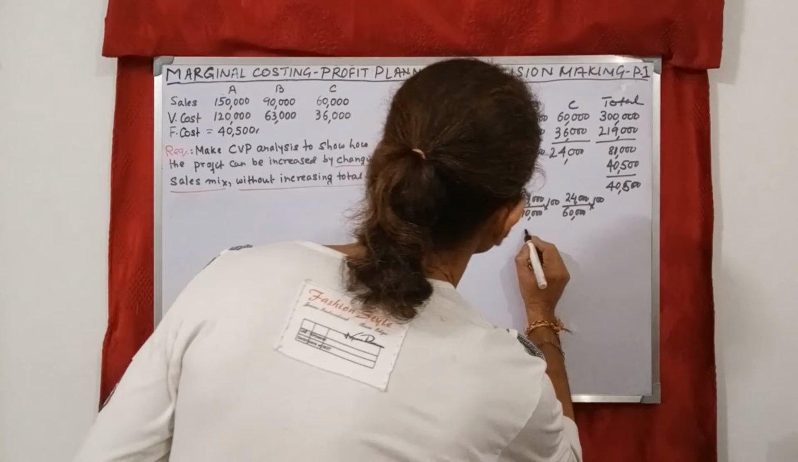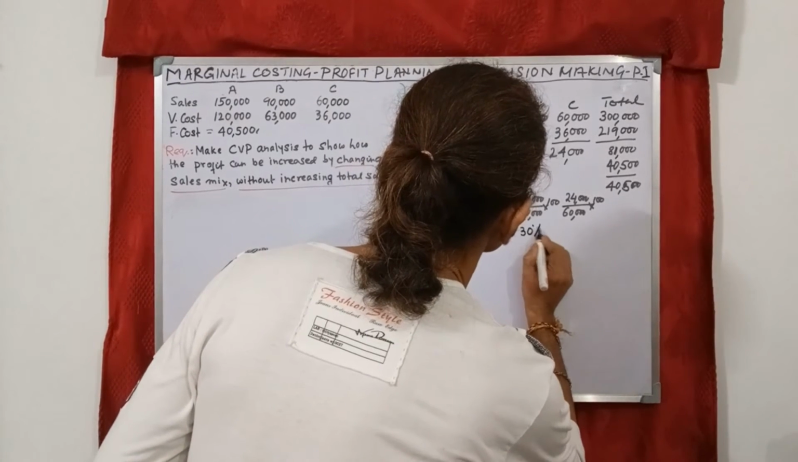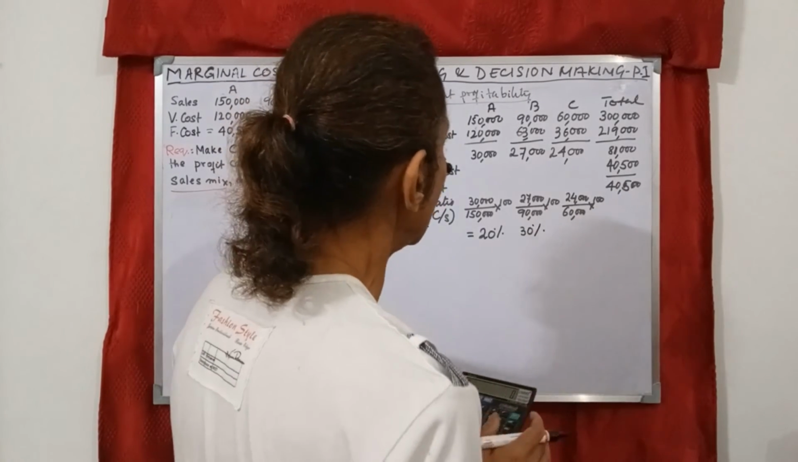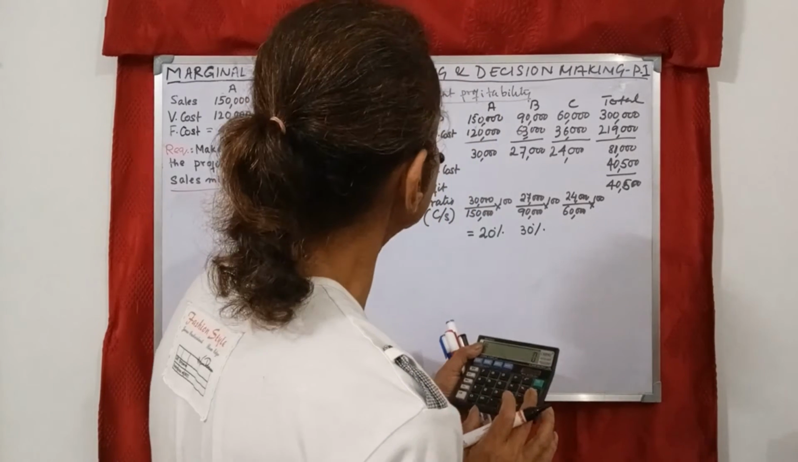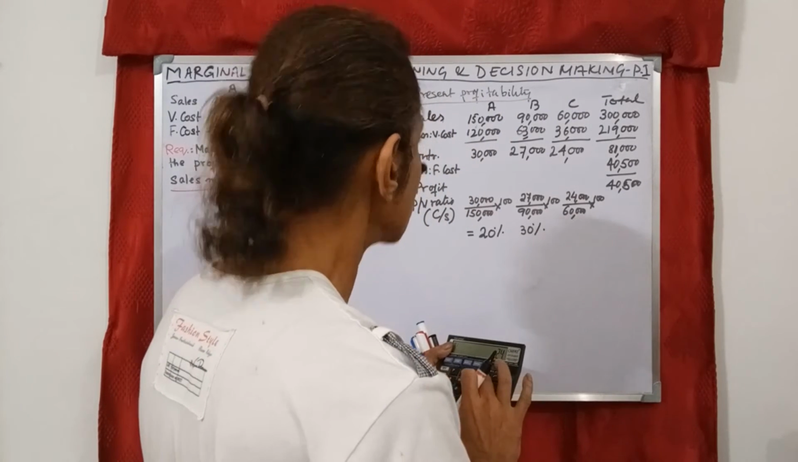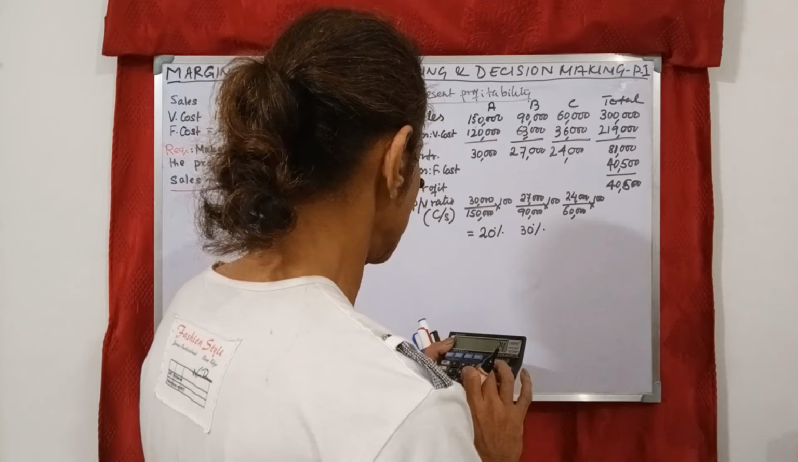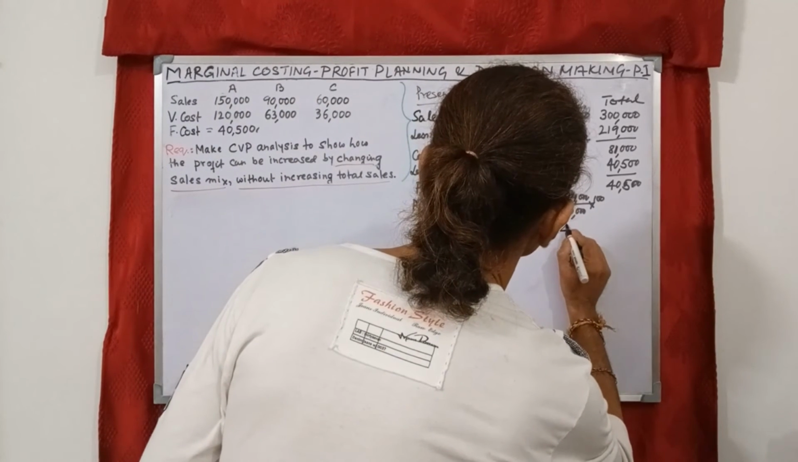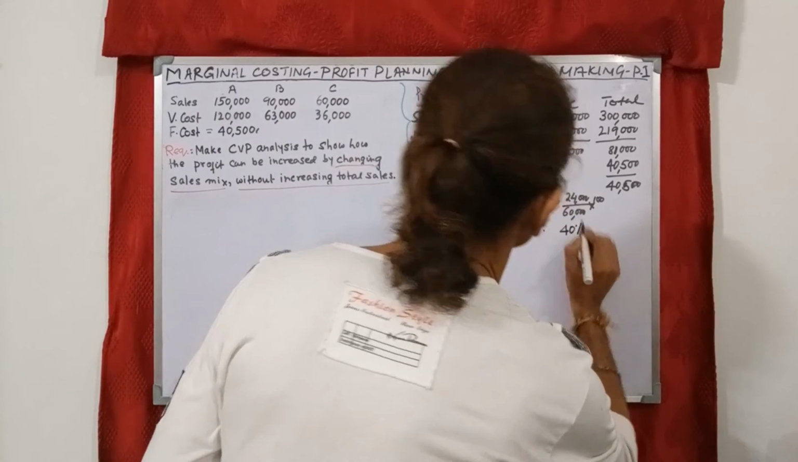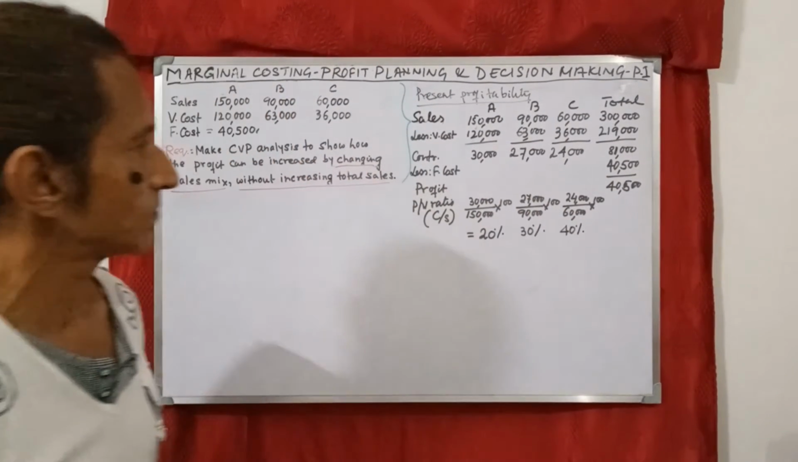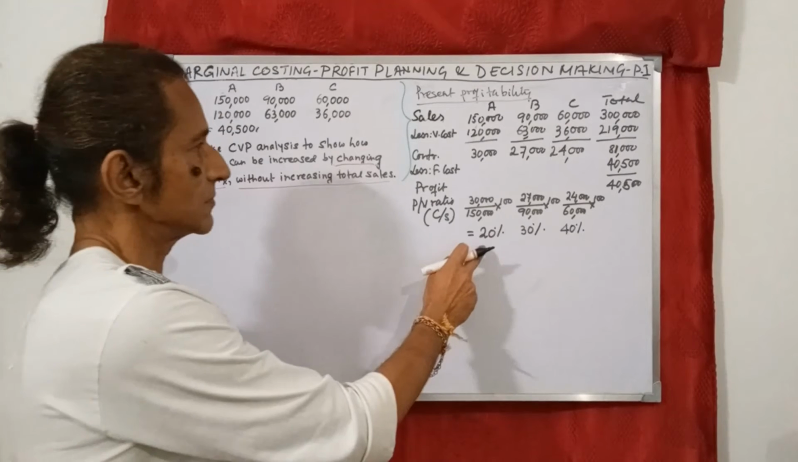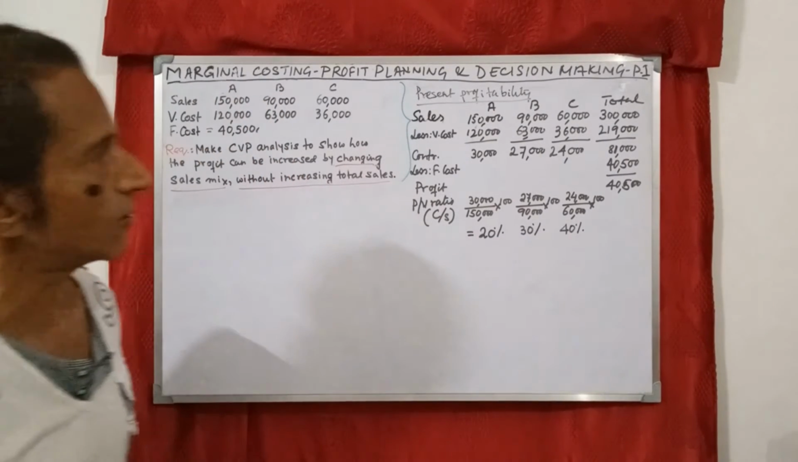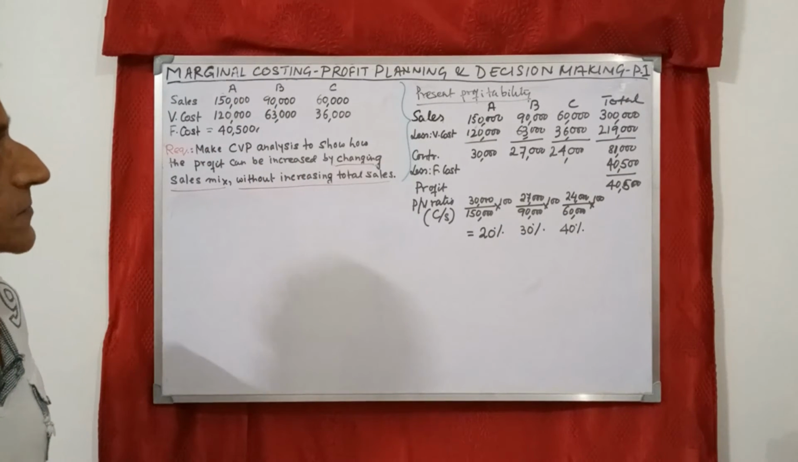That is 30%. And PV ratio of product C is 40%. These are the PV ratios of the three products.